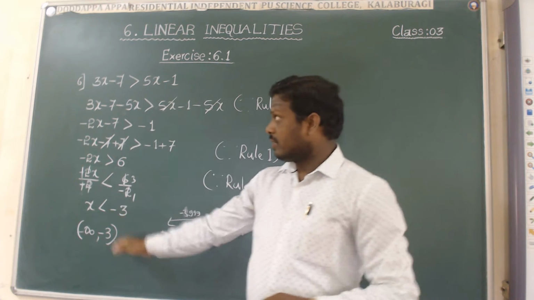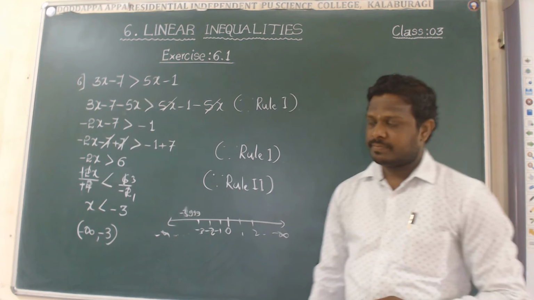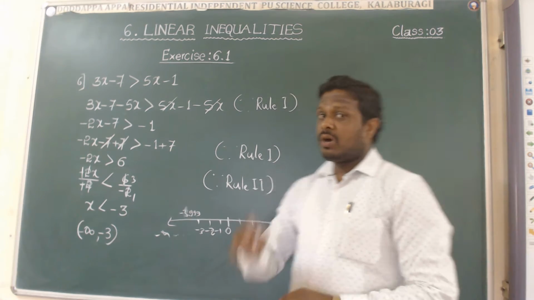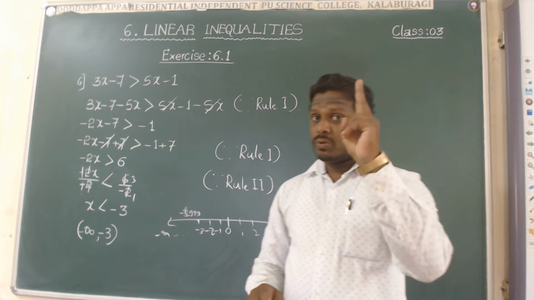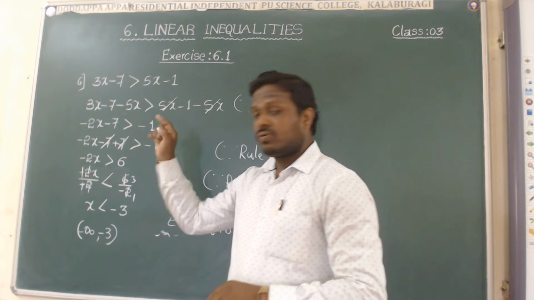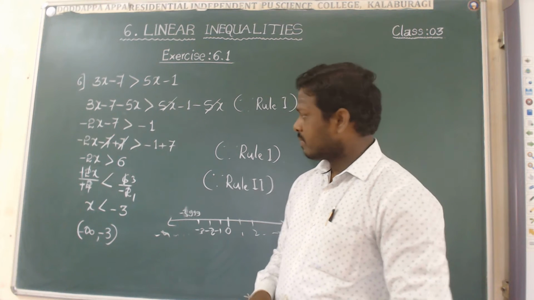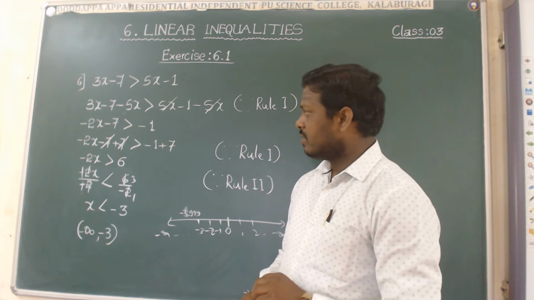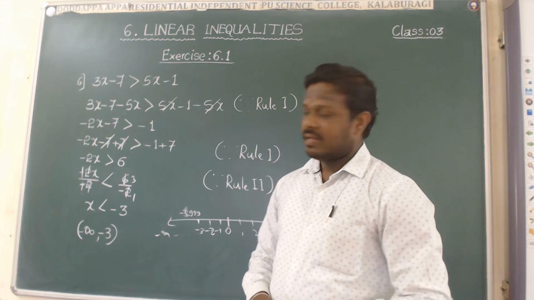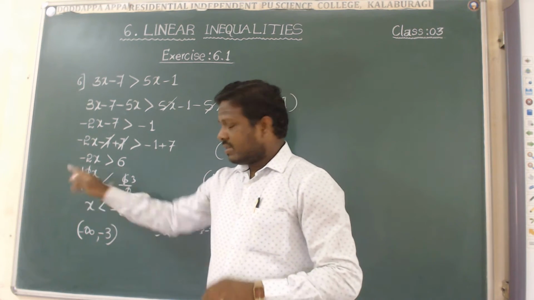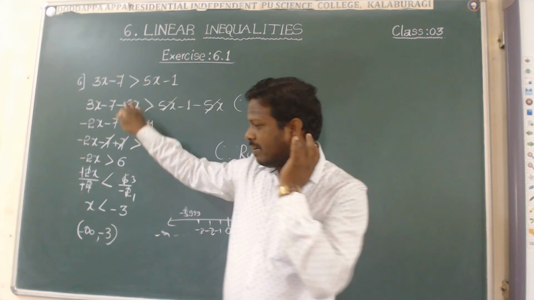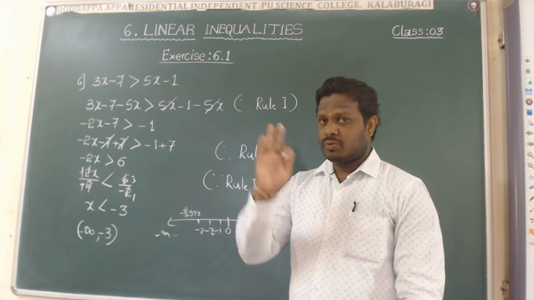This is the solution of the sixth question. Okay, a very simple method is there. We have to know those two rules first of all. At the time of solving, those rules are very important, and we have to keep them in mind always. By using those two rules, we have to simplify such examples, up to getting the coefficient of positive one.